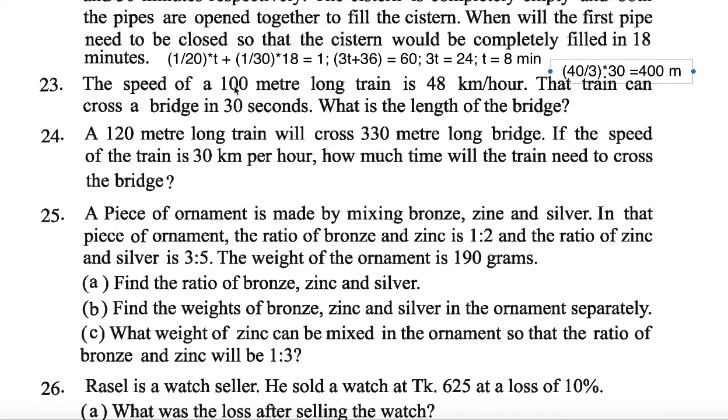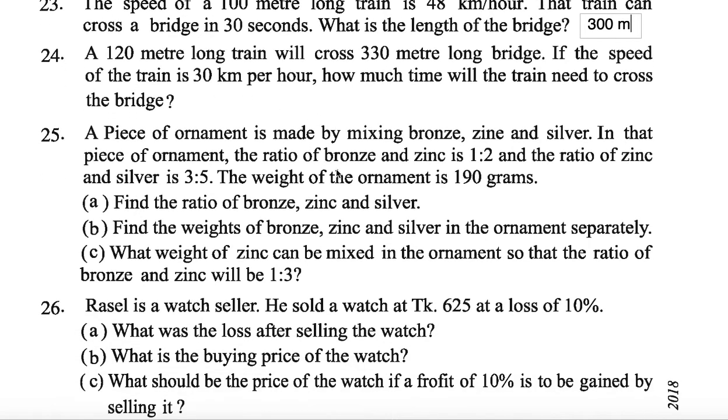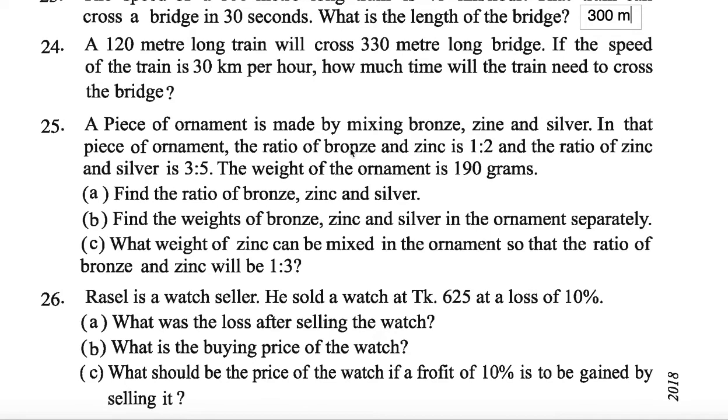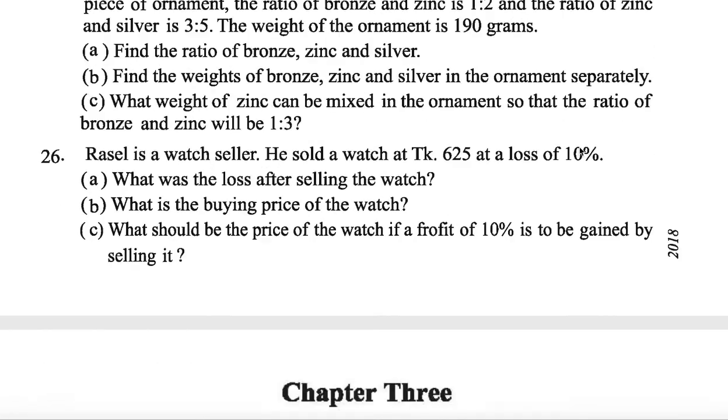What about the train length? 100 meters. So the length of the bridge is 300, 400 minus 100. The train has to cover its own length, right? That's why it is 300 meters. A 120-meter long train will cross a 330-meter long bridge. If the speed of the train is 30 km per hour, how much time will the train need to cross the bridge? A similar problem, you can solve it, no problem.